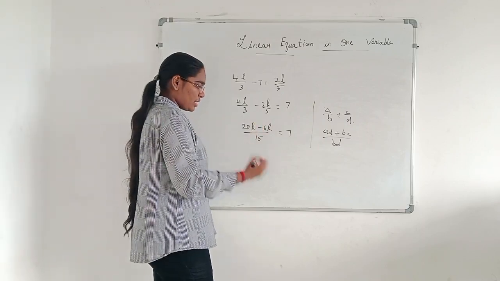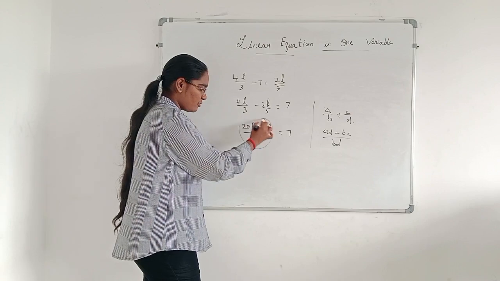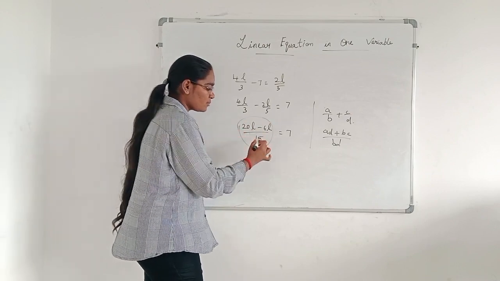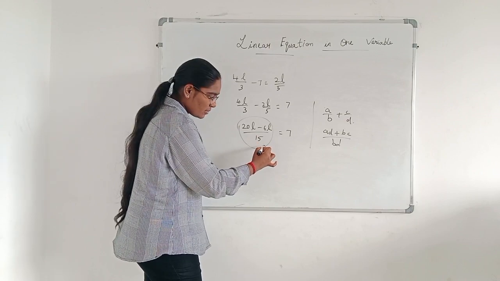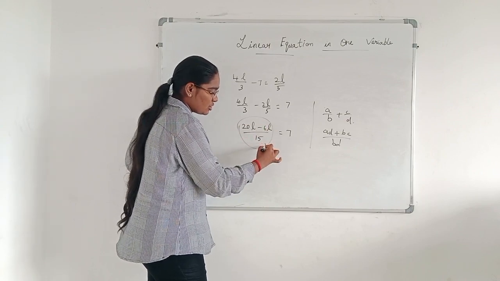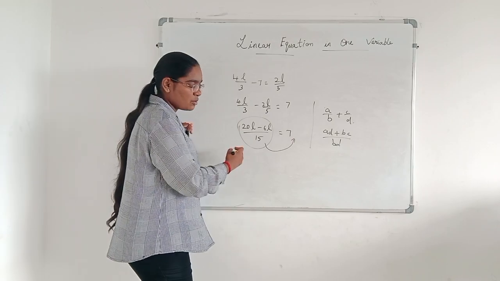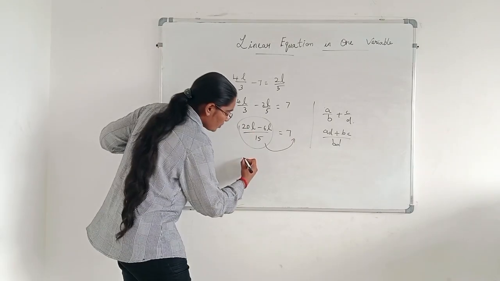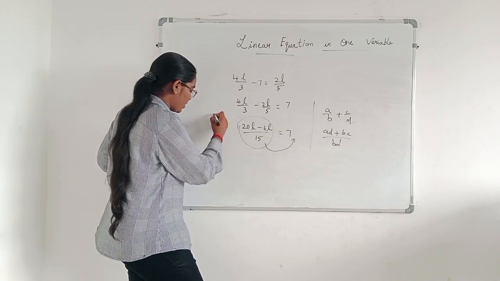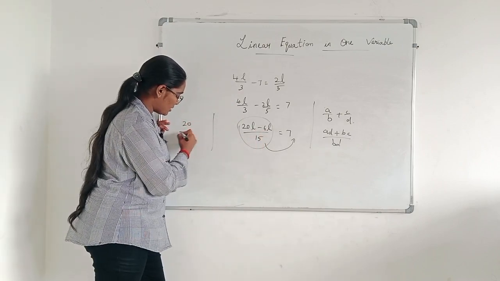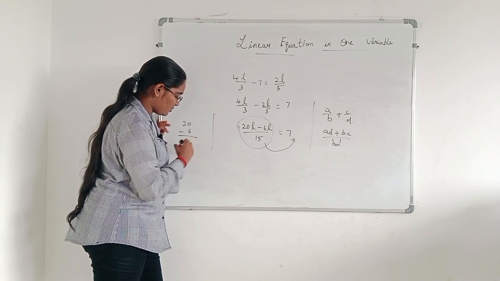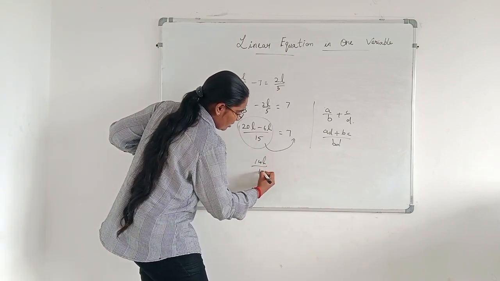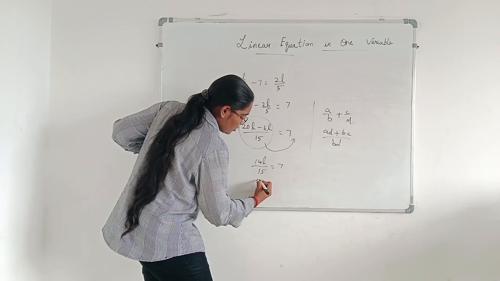Next, this is in the fraction part. So numerator, denominator. Okay. So this denominator is in division. So when this denominator moves to the right hand side, it will become multiplication. So 20L minus 6L, what you will get? 20 minus 6, what you will get? 14. Am I right? So 14L divided by 15 equal to 7.